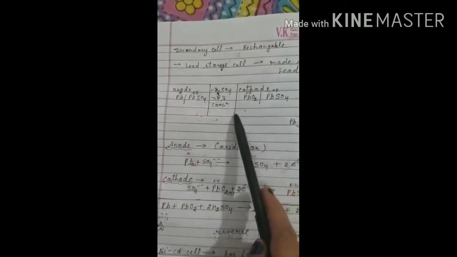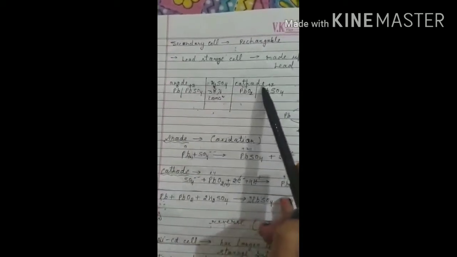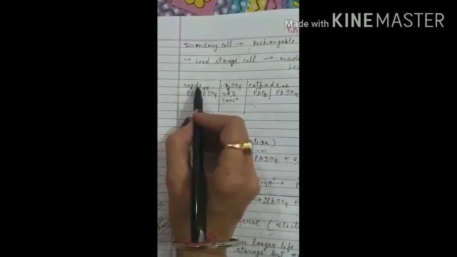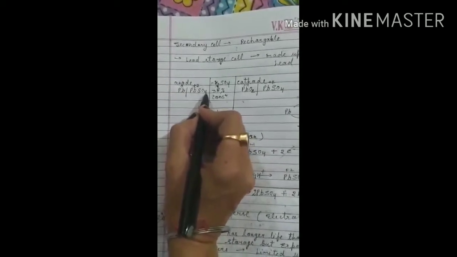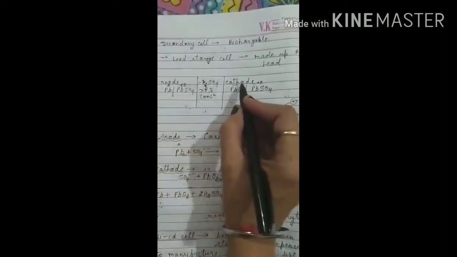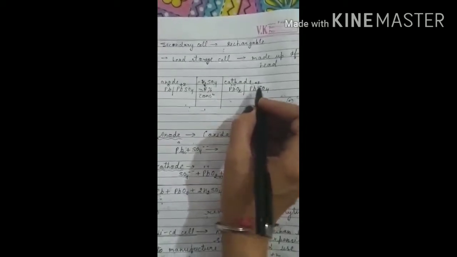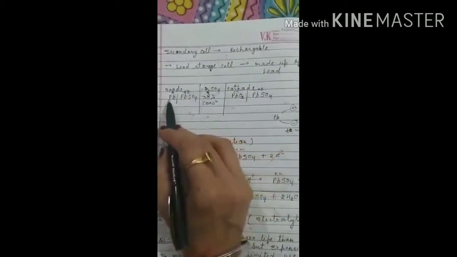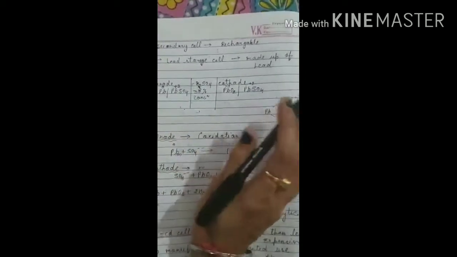So in the lead storage battery, the anode is made up of lead, and on the cathode terminal lead is also used, in the form of lead oxide. See it properly, how you have to learn it. On the anode terminal, lead is converting into PbSO4. This you have to learn. And on the cathode terminal, PbO2, lead oxide, also converts into PbSO4. It means in both terminals, either anode or cathode, lead or lead oxide finally converts into lead sulfate, PbSO4. You got it?